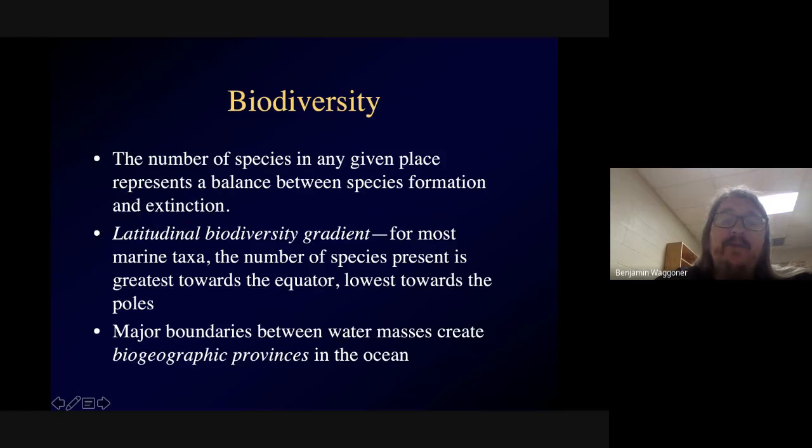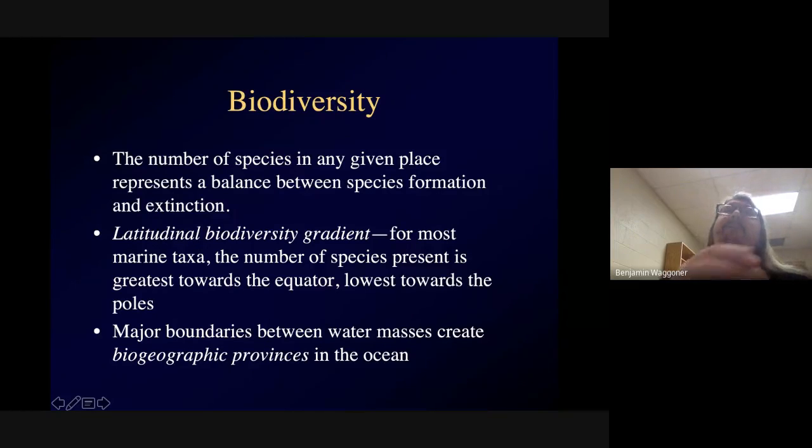How that plays out in the oceans is there's a couple of really big patterns. For most marine taxa, for most groups of related species, snails, clams, green algae, whatever it is we're talking about, the number of species present is greatest towards the equator and lowest towards the poles. So a bit of coastline close to the equator will probably contain many more species of snail, let's say, than the same amount of coastline closer to the poles. So the number of species is highest at the equator, and it tapers off in both directions as you go either north or south. That's called the latitudinal biodiversity gradient.